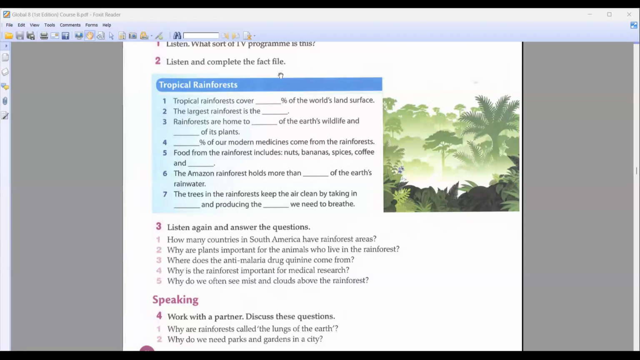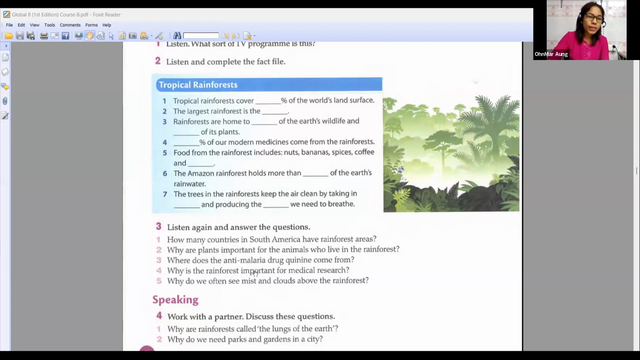Because it provides food and shelter. Yeah, it is sort of house. Shelter, for the many animals to live. Plants are important for the animals who live in the rainforest because they provide food and shelter. That is the main reason. They provide food and shelter.